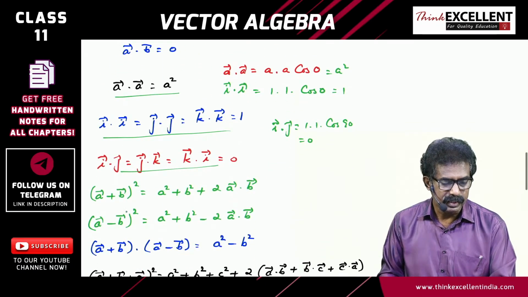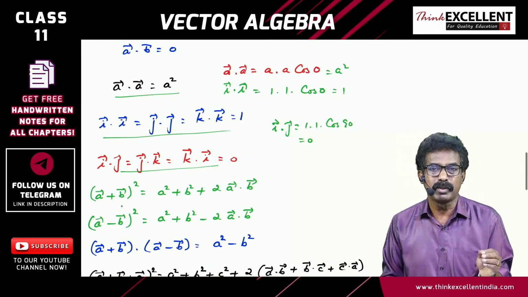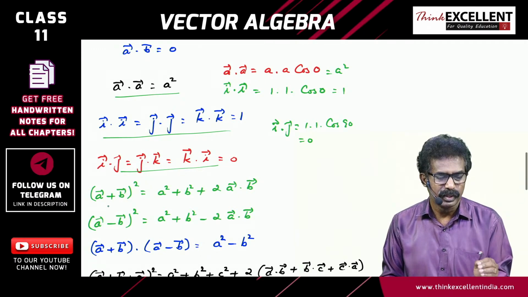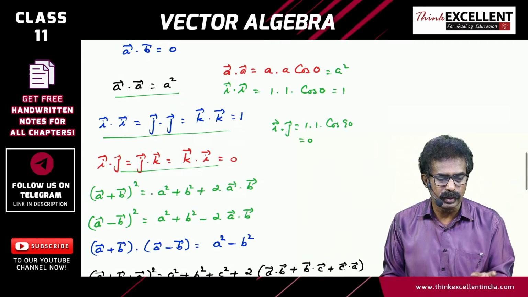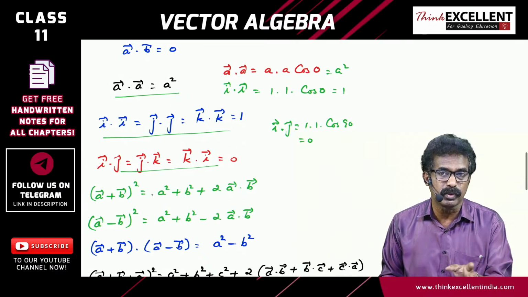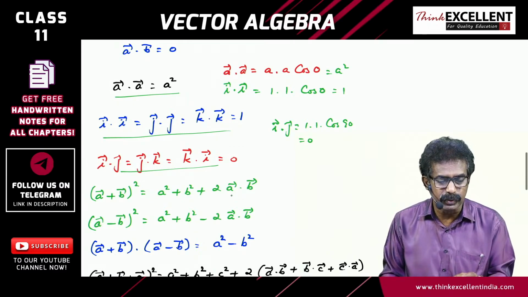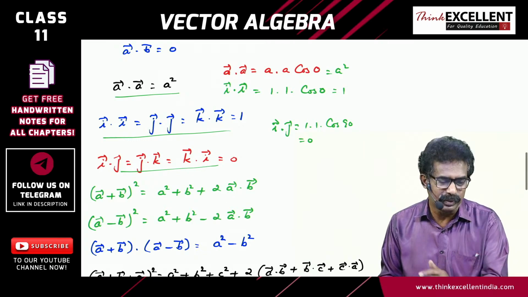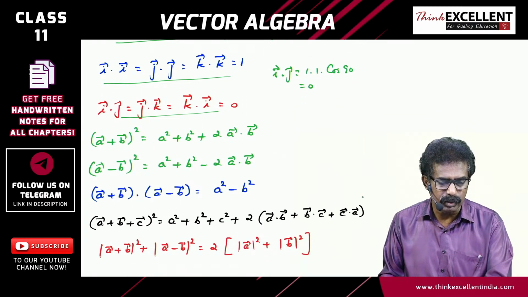Then these results you remember, like the ordinary identities we study in algebra. a vector plus b vector the whole square is a square plus b square plus 2ab. You should not write 2ab, what should you write? a dot b. Okay, all these results are very important.